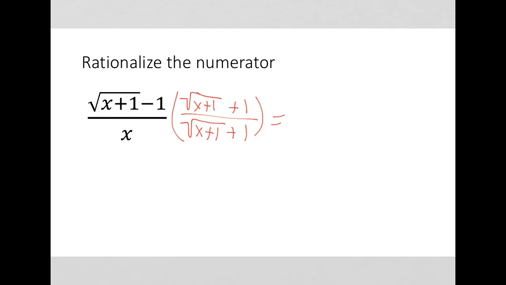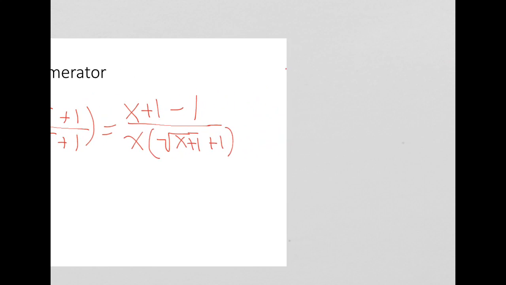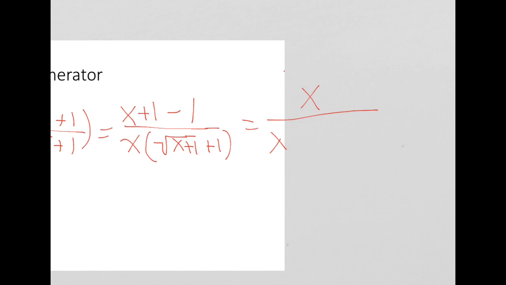Notice in the numerator, again, we're just going to get what's underneath the square root, the argument there, x plus 1, and then we're going to subtract our b squared term, so 1 squared is 1, over x, and again, I'm not going to distribute in x plus 1 like that, and look at what happens in my numerator. x plus 1 minus 1 simplifies to x over x times the square root of x plus 1 plus 1.